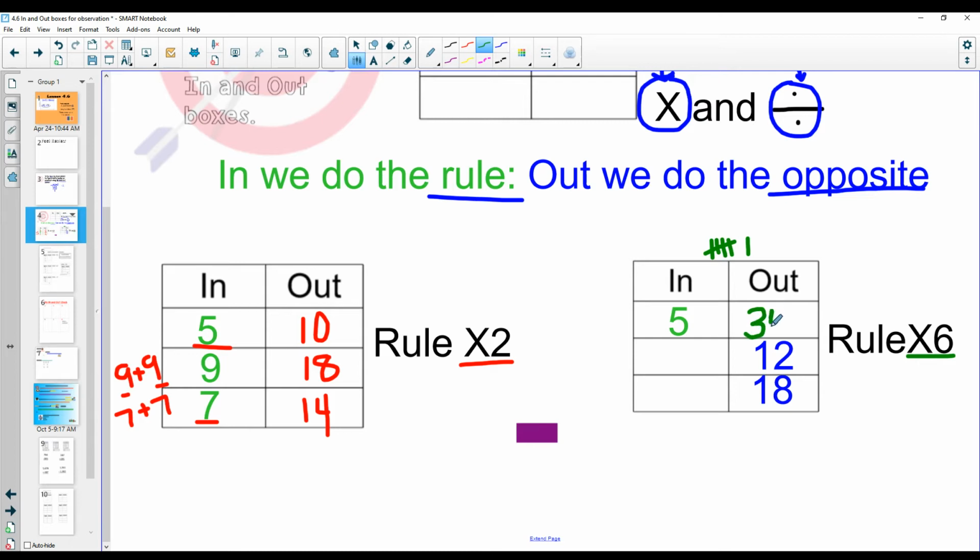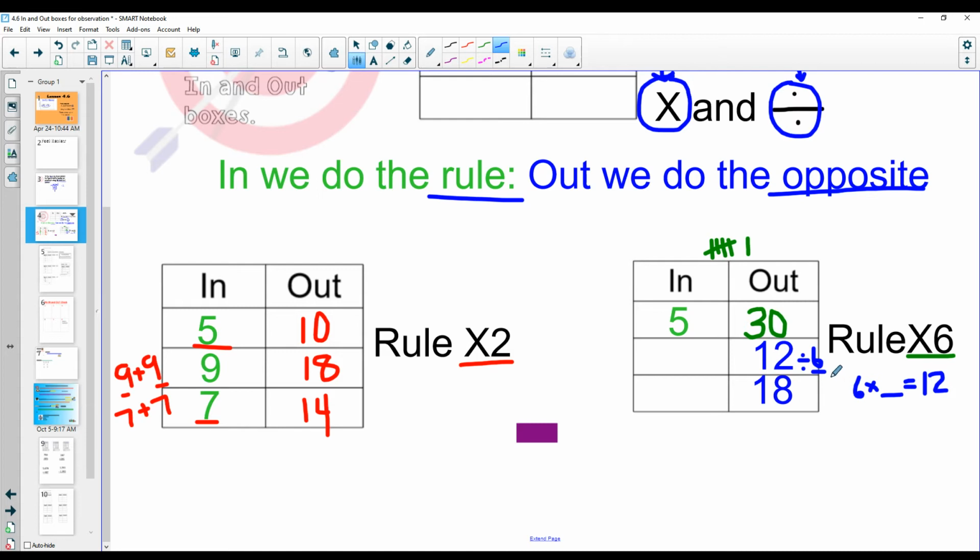All right, now I'm in the out. The answers are in the out. I need to do the opposite. So instead of multiplying by 6, I need to do the opposite, which would be divide by 6. So think about division. When we divide by a number, we think, how many times do we have to count by 6 to get to 12? Or you can think of the fact family. 6 times what number gets me to 12? Knowing your math facts will help you with that.